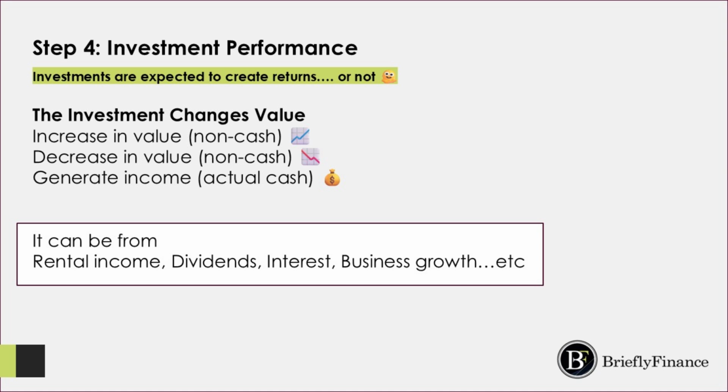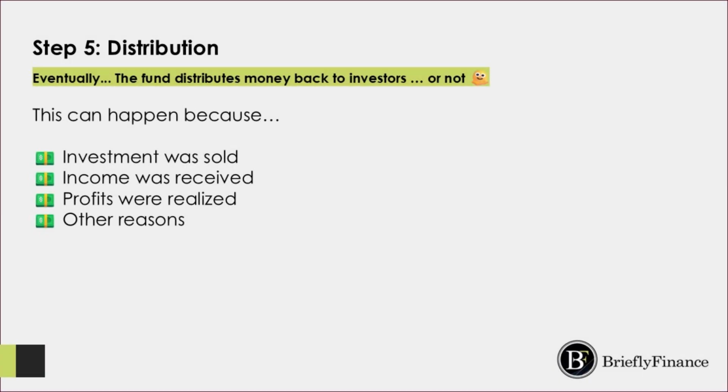So what happens when the investment starts making money? Eventually, some of that value comes back to the fund. Maybe the investment is sold. Maybe rental income is received. Maybe dividends are paid. Or perhaps another event generates cash. When the fund has cash available, it can distribute some of it back to the investors. These payments are called distributions. So if capital calls move money into the fund, distributions move money back out to investors.